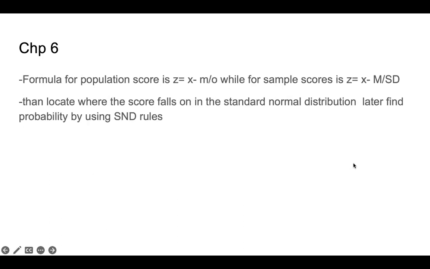Chapter 6, the formula for population scores is Z equals X minus mu, divided by sigma, while for sample scores it's X minus the mean divided by the standard deviation. They locate where the score falls on the standard normal distribution. Later, you find the probability by using the standard deviation rules.